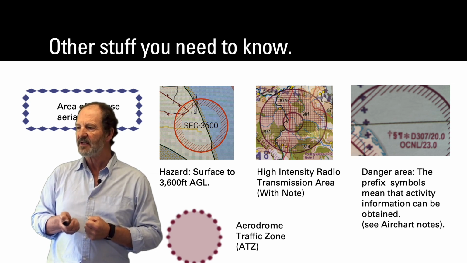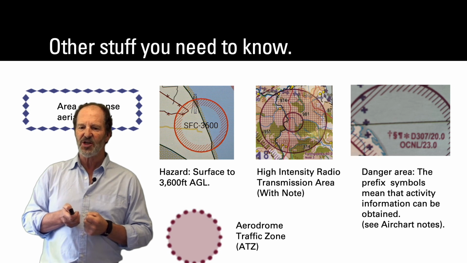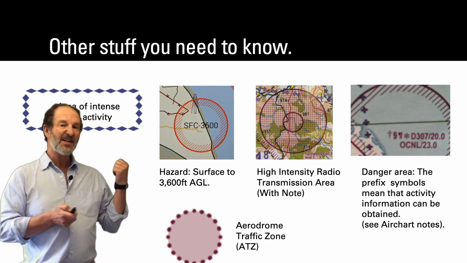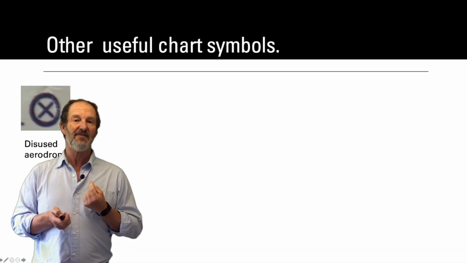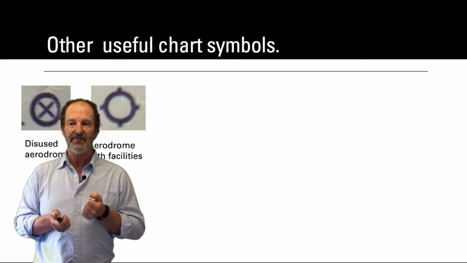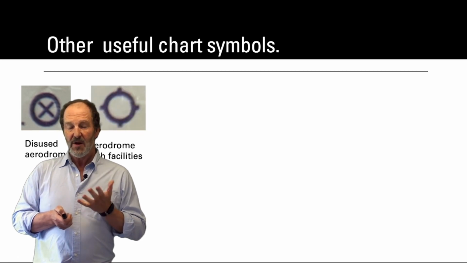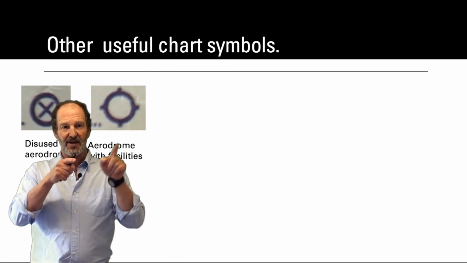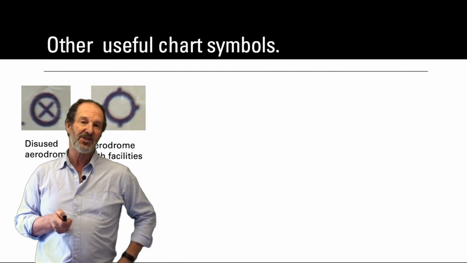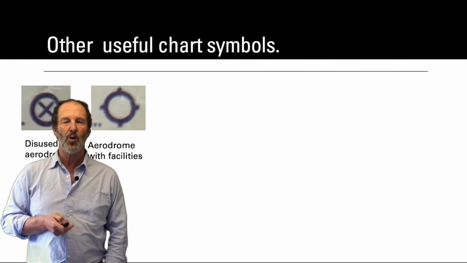Anything else? Yes, a couple of other chart symbols. So little X through it just means it's a disused airfield or aerodrome, just worth knowing. One, it's got little sort of stubs, north, south, east and west. That just means it's got facilities, so fuel and all that kind of thing.